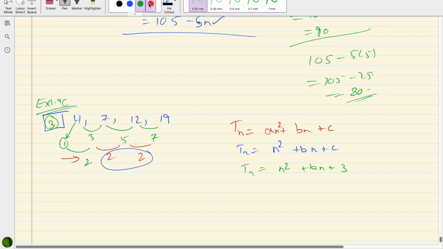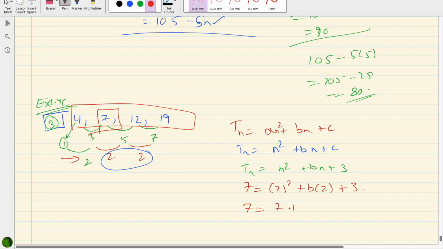Any objection till now? So we're done with A, we're done with C. To find B, select any of the given values, any one out of these. Choose any. Okay, 7, that is second. So 7 is equal to 2 square plus b into 2 plus 3. Now we can solve, b is the only unknown. 4 plus 3 is 7 already. So coincidence, b is equal to 0.